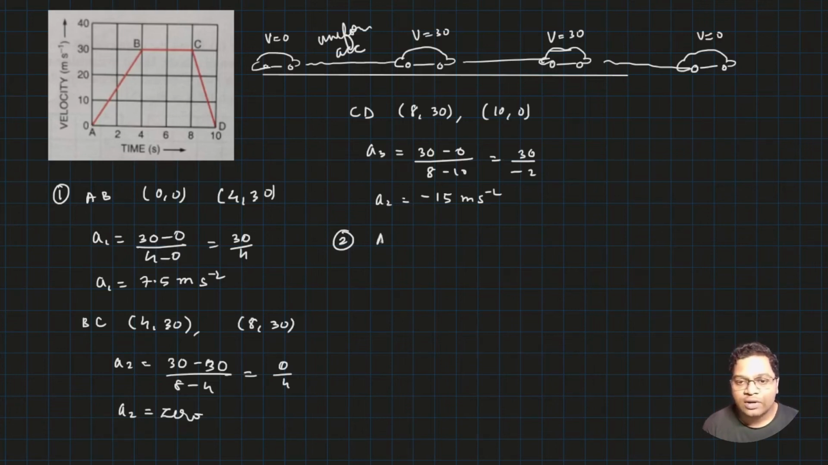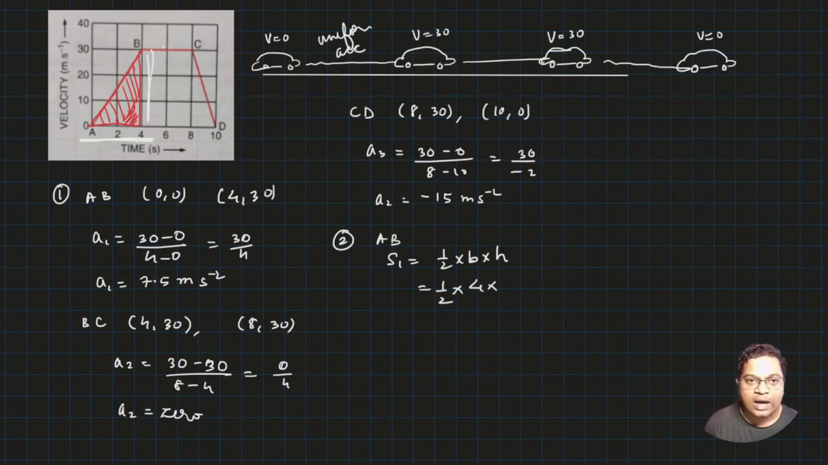So for the first part, that is AB, the area of this region, which is a triangle. So S1 is half into base into height. Okay, so if you calculate this, the base is 4, and this whole thing as the height is 30. So the answer is 60 meters.